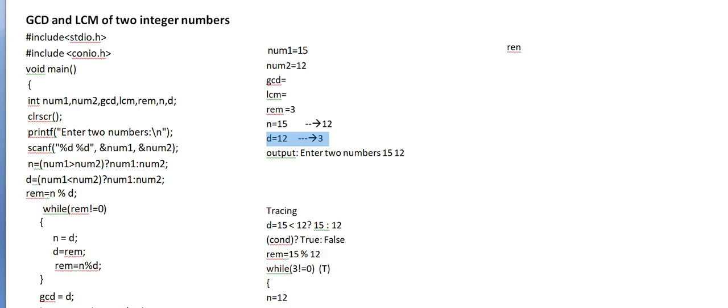So remainder equals n modulus of d. So now remainder is equal to, what is n showing now? N is holding the value 12 modulus of d, which is holding the value 3. Okay, how will it be calculated? It will be calculated as 12 divided by 3. 3 4s are 12, right? 3 4s are 12. So that's equal to, so now the remainder becomes what?